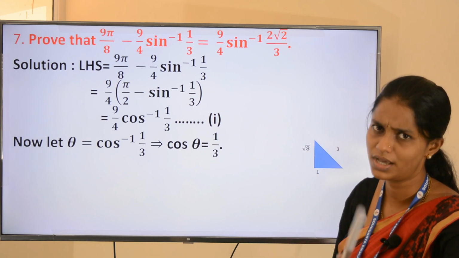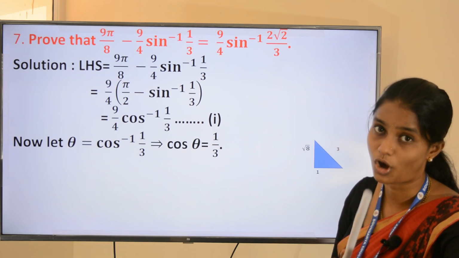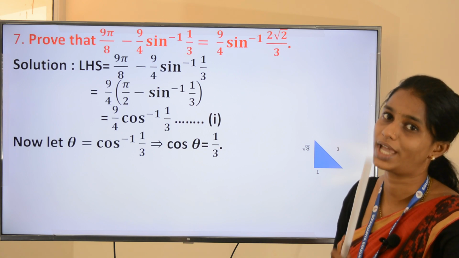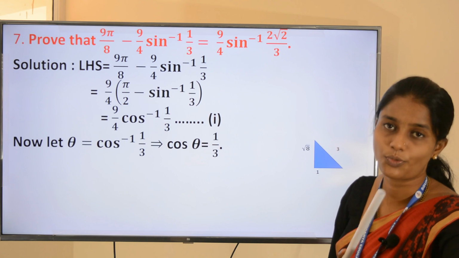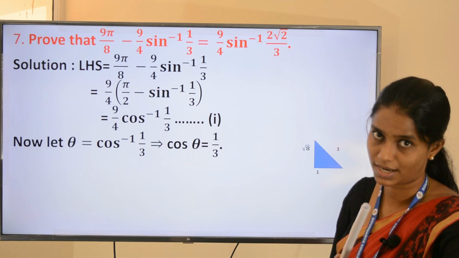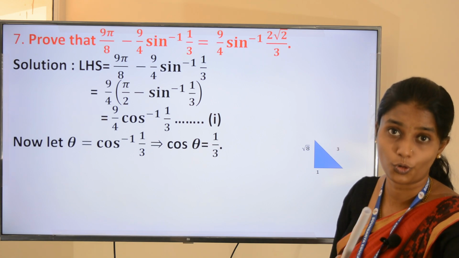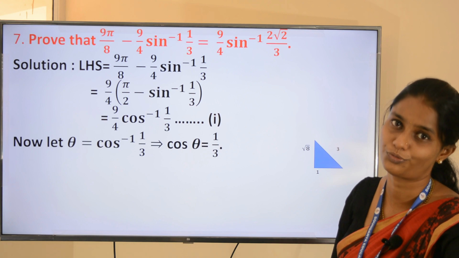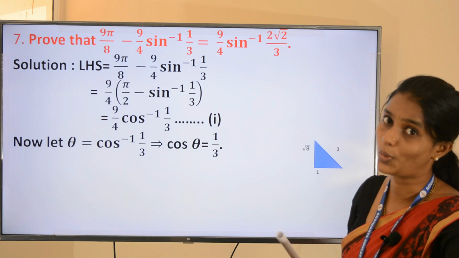Students, please remember, square root of 8 can be written as square root of 4 into 2, which can be written as 2 square root of 2. I'll repeat, square root of 8 is square root of 4 into square root of 2, which is 2 square root of 2. So this square root of 8 can be replaced with 2 square root of 2.